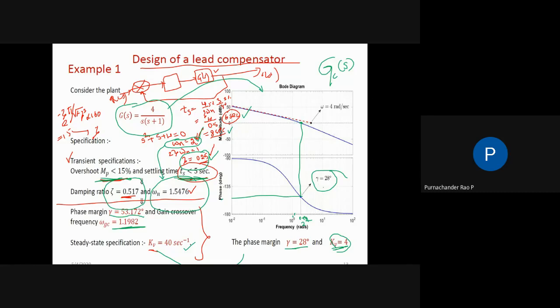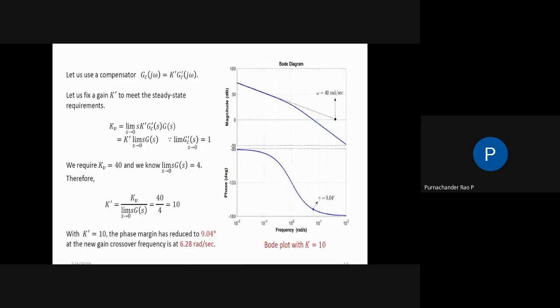frequency domain, it gives you a phase margin of 28 degrees only, but we need an additional phase margin. So the net phase margin should be equal to 53.172. According to these specifications, we need to design a system. I'll show how to design this system.